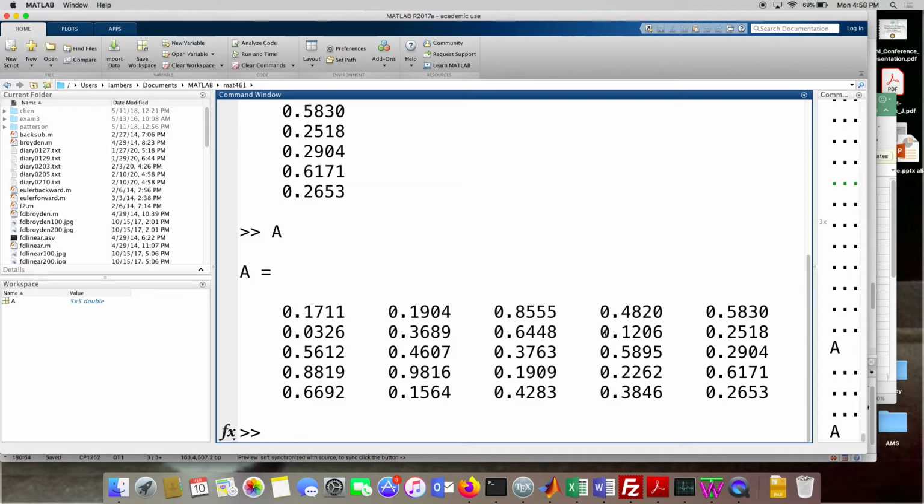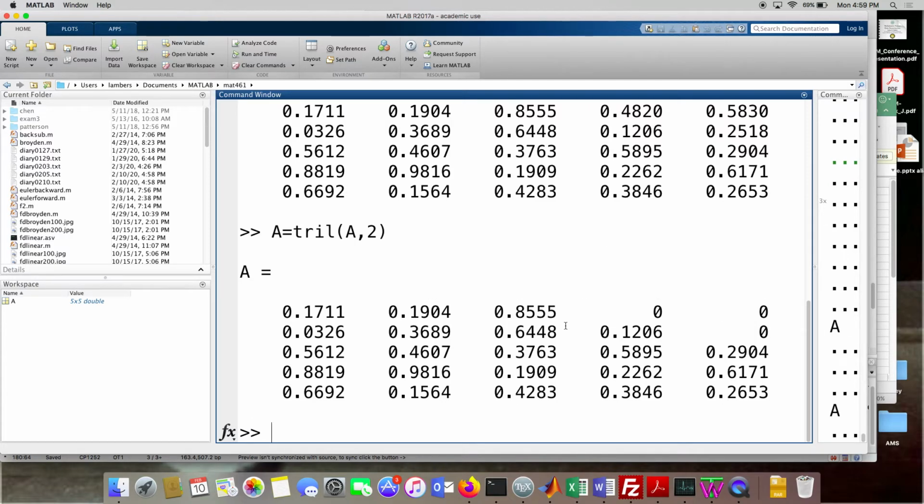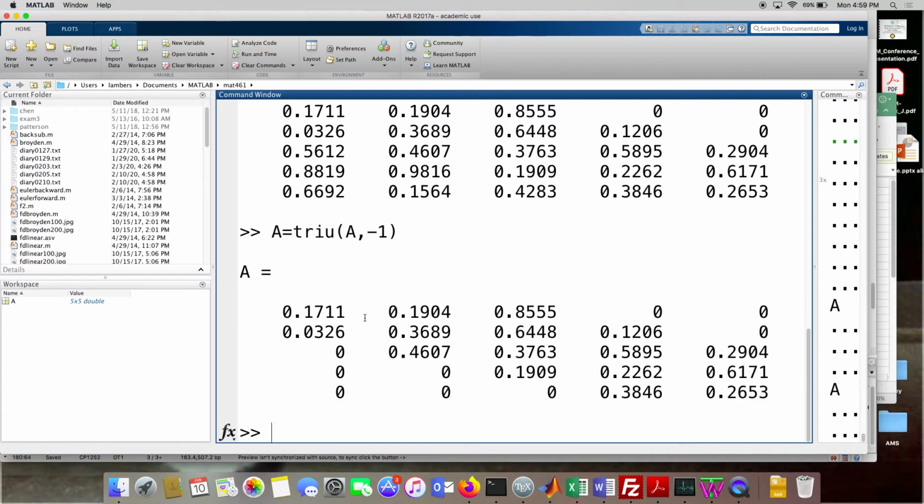Now I want to make it banded. So first I'll take the lower triangle. Okay, so diagonal. So that keeps the upper bandwidth of 2. And then I'll use a lower bandwidth of 1. Okay, so now we have a banded matrix, lower bandwidth 1, upper bandwidth 2.